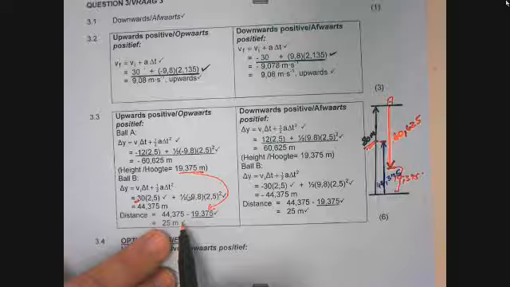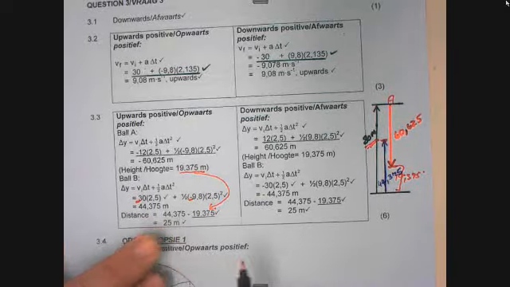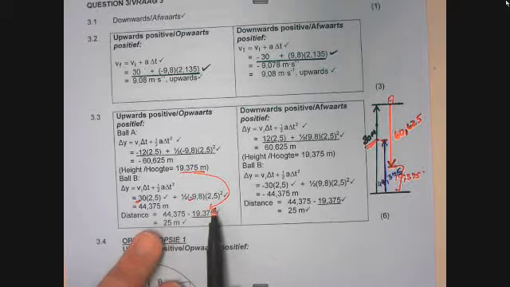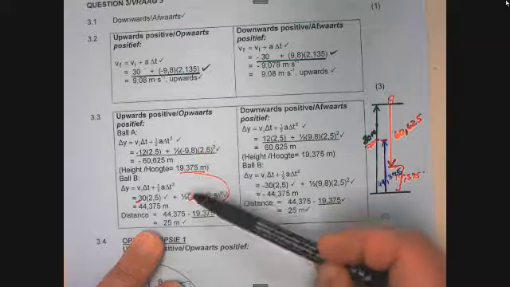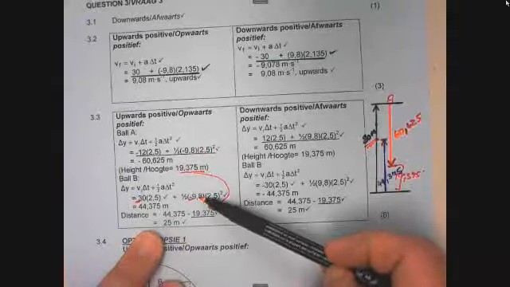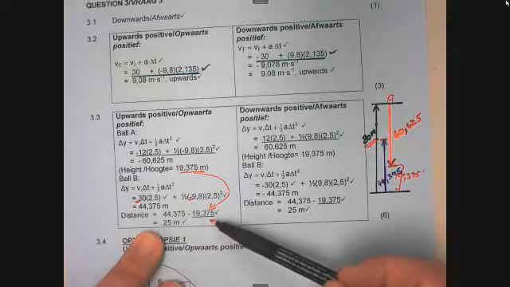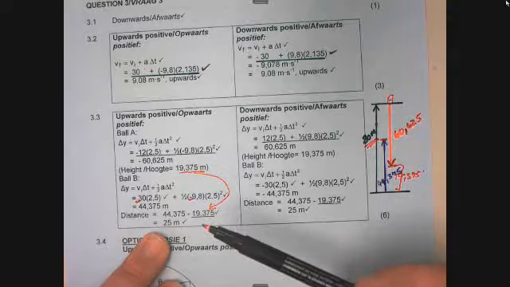Right, so we benefit the learner in that way. That is on question 3.3, 6 marks. So it's 2 marks for each of the equations, and then the last 2 marks is for calculating the final distance.